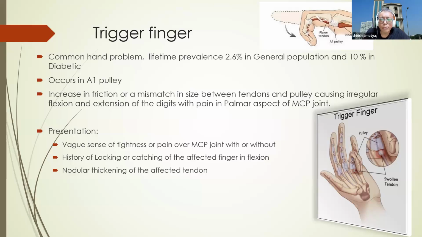Commonly, in the initial phase, patients might complain of a vague sense of tightness or pain over the metacarpophalangeal joint. But in a later stage, there can be a history of locking or catching of the affected finger when the finger is flexed. It's like the trigger of a gun: once the trigger is pulled, it will be locked. We can also feel a nodular thickening or swelling in the affected tendon just over the head of the metacarpophalangeal joint.